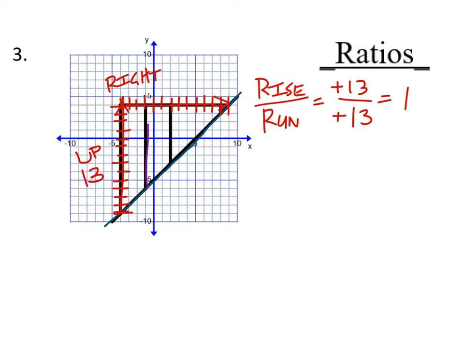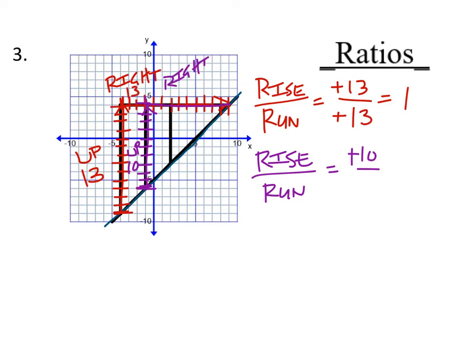Next one, we're going to look at this one right here. So this one starts by going up, starting from this line right here. 1, 2, 3, 4, 5, 6, 7, 8, 9, 10. I've got up 10, and then we'll go to the right. Again, we're starting at this point. 1, 2, 3, 4, 5, 6, 7, 8, 9, 10. So to the right 10 is also positive 10, and 10 over 10 is 1.